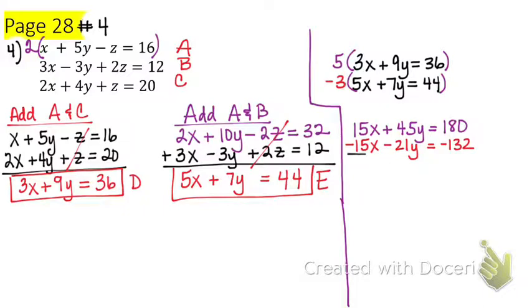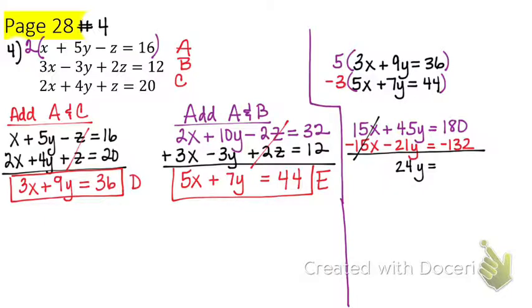All right, so we're ready to add these together. The x goes away because when we're adding, 15x minus 15x is 0. So we have 45y minus 21y, which is going to be 24y. Then in your calculators, take 180 minus 132. And what'd you get?